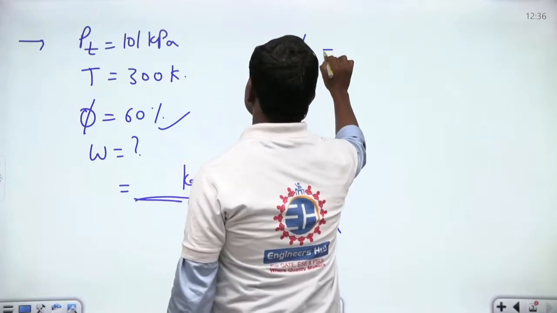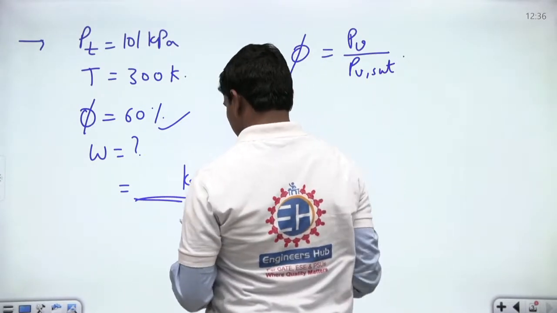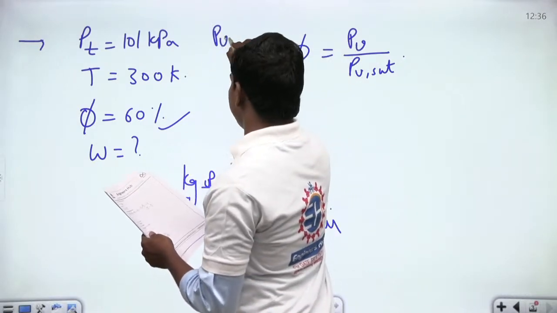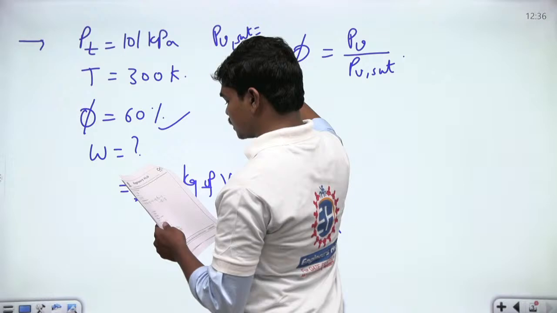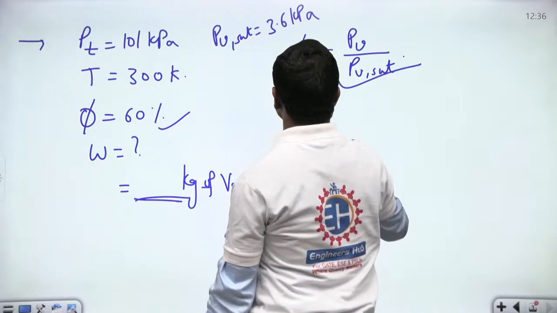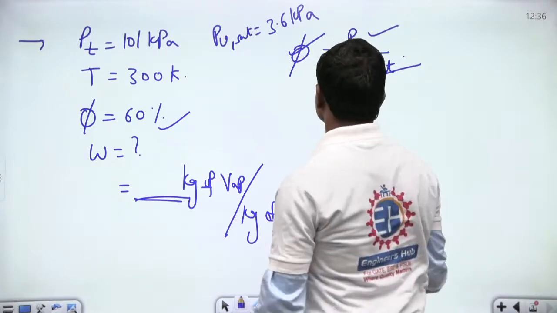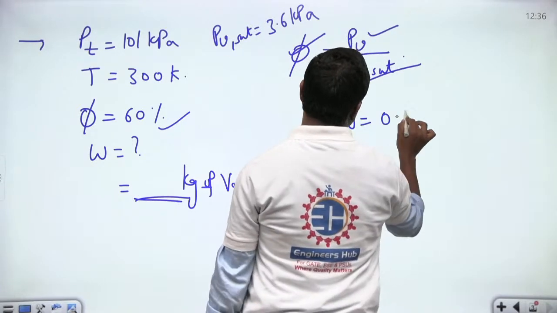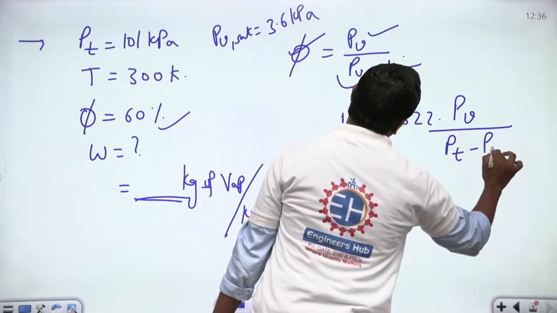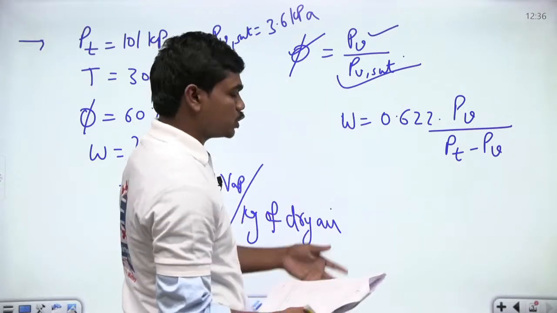Of course if you have phi, that means phi is equal to PV divided by PV sat. This is what you can always write, and of course 3.6 kilopascals is given as the saturation pressure PV sat. So if you substitute PV saturation here, and of course phi, you will get PV. Once you have PV and the total pressure, you can write omega is equal to 0.622 into PV divided by total pressure minus PV. Total pressure you have here, PV you will get from this equation, and of course 0.622 is just a constant.